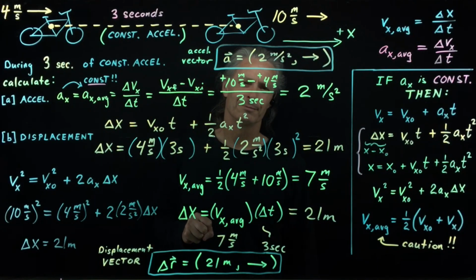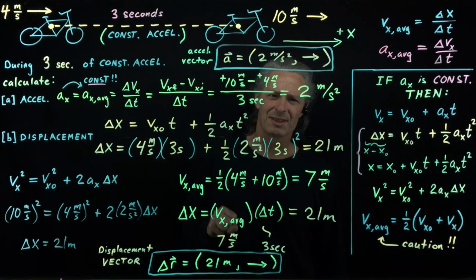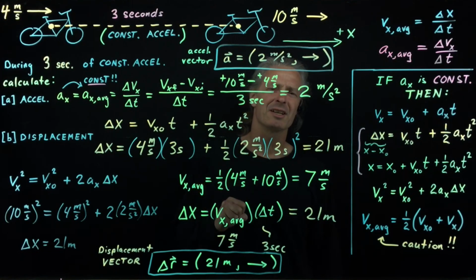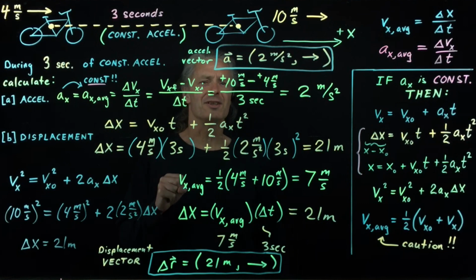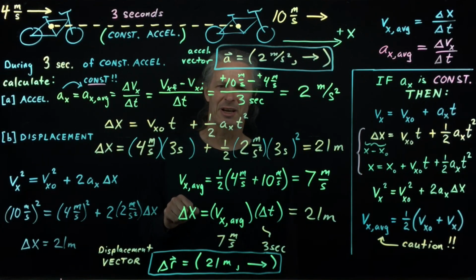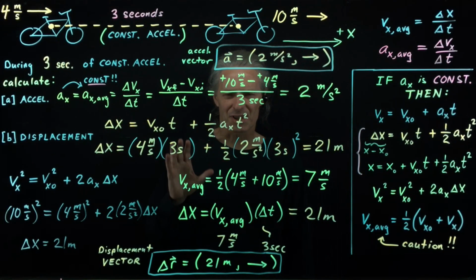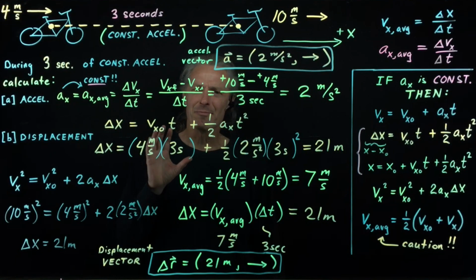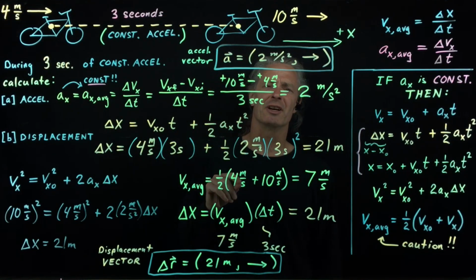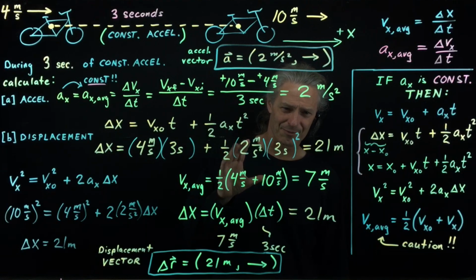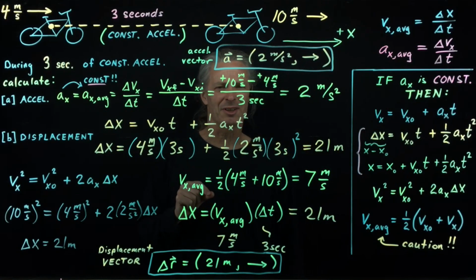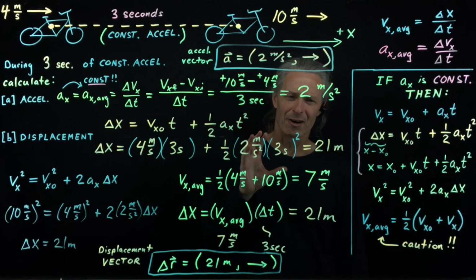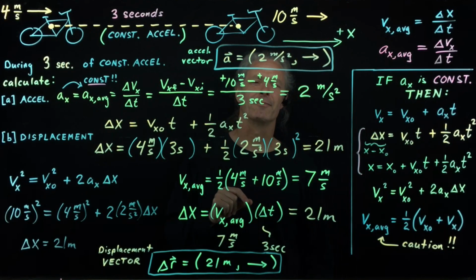Second point. I want to emphasize the difference between speed and velocity, and also between distance and displacement. First, speed and velocity. An object's speed at any instant is the magnitude of that object's velocity vector at that same instant. Speed is how fast something is going. Velocity is how fast and in what direction.